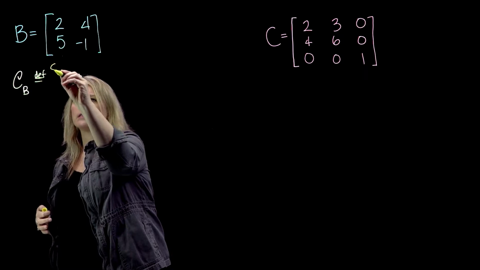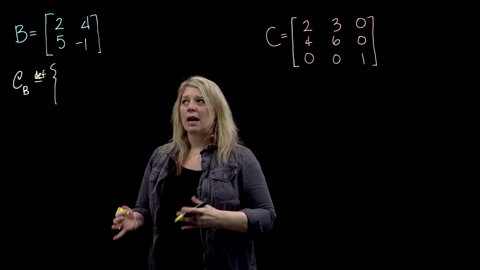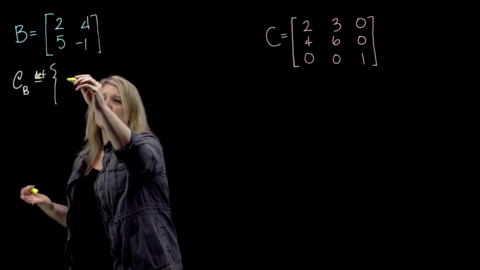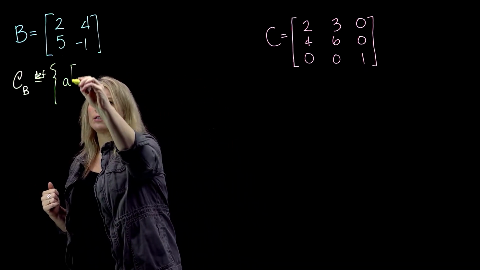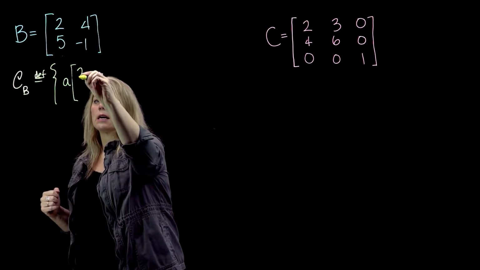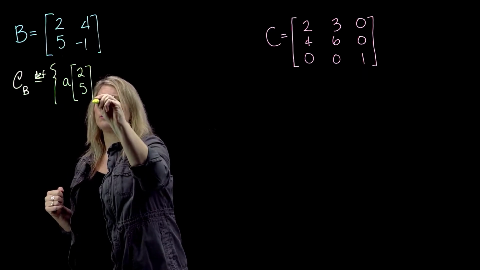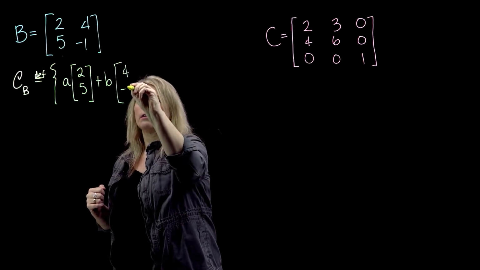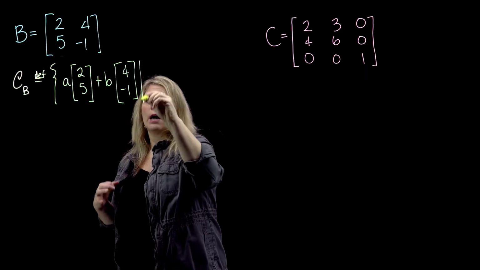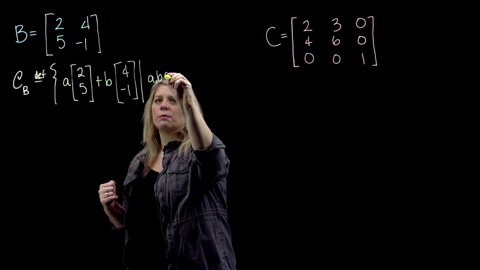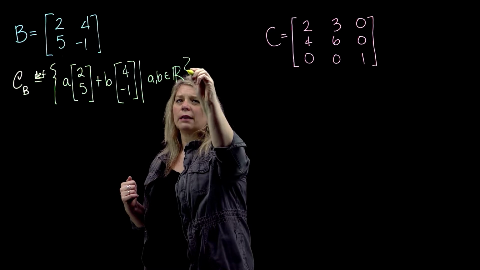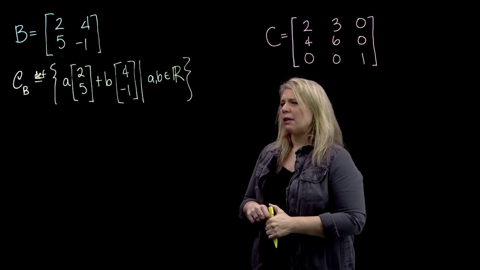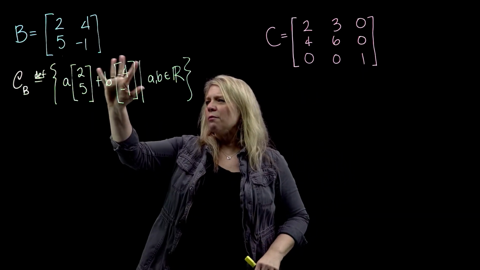All right, so I'm going to write that down, the set of all, and then I'm just going to write down a generic linear combination of these two columns. I'm just going to use A and B for the scalars here. So A times the column vector (2, 5) plus B times the column vector (4, -1), where A and B can be any real numbers. You maybe don't necessarily have to write this, since maybe it's understood that A and B can be any real numbers, but I'm going to go ahead and write it.